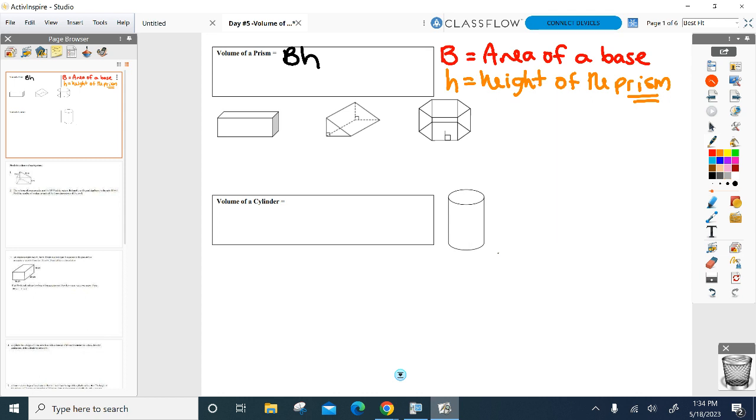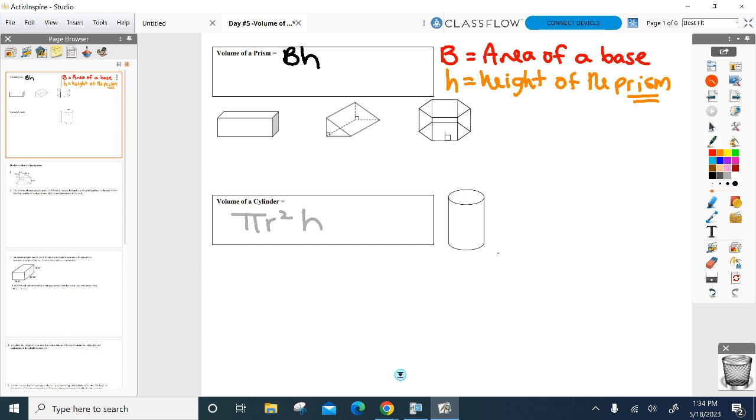It is pi r squared h. Yeah. Pi r squared, that's B, isn't it? Because what shape is the base? That's capital B. And then here's the H times the height of the cylinder. All good. The reference sheet's right there. You'll get it next Friday, too. No reason to get those wrong.